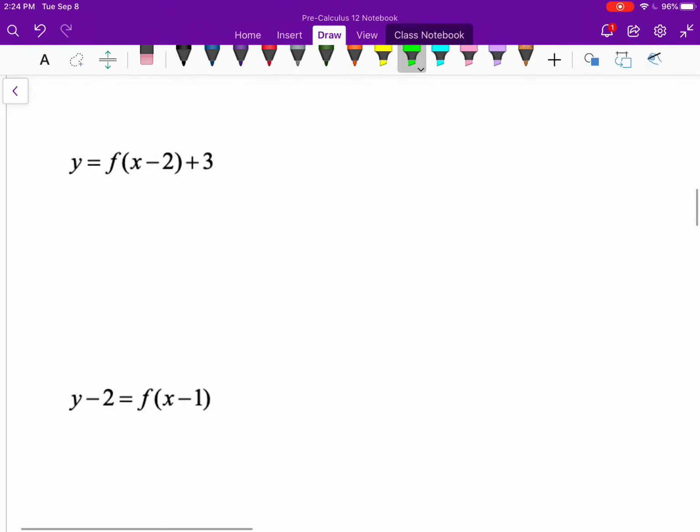So next, for f of x minus 2 plus 3, let me first express the transformations. When I subtract 2 from the x, that is 2 to the right. And when I add 3 outside of the function, that is 3 up. So what does this look like in mapping notation?